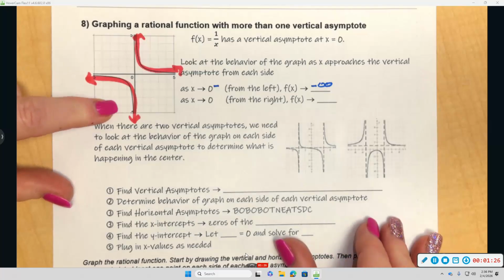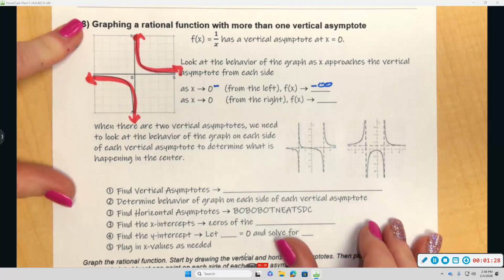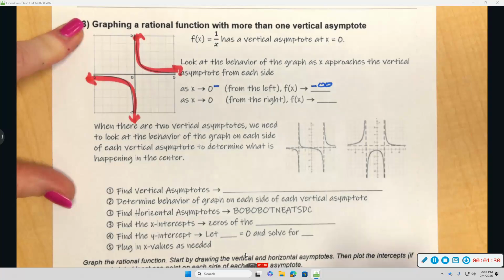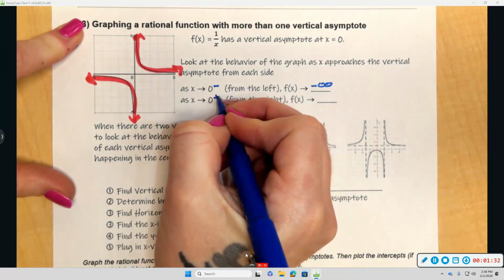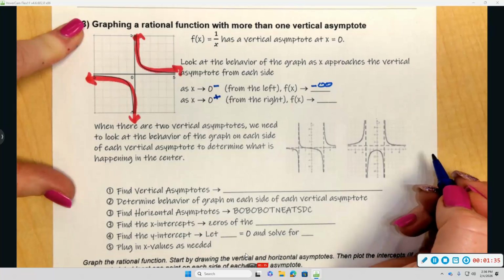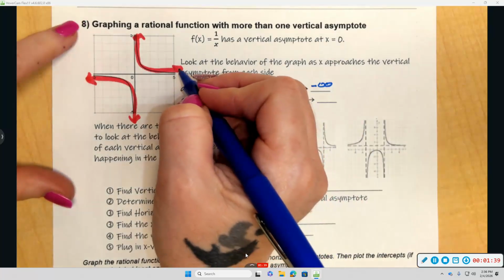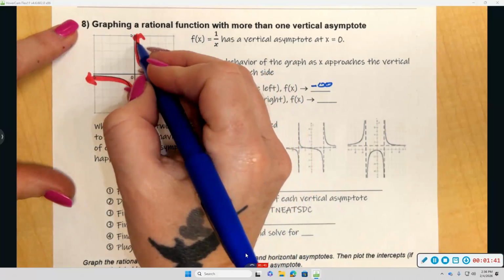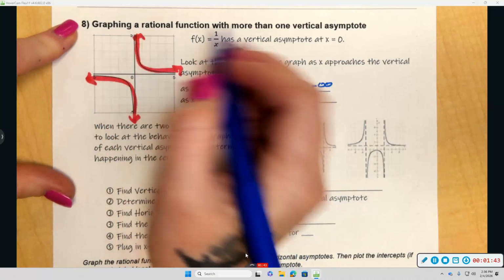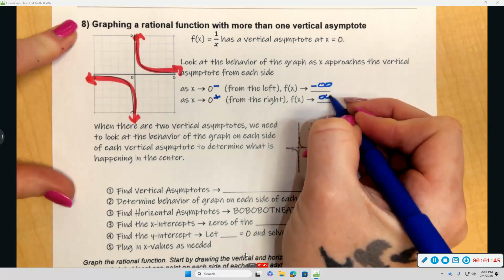What about as we approach 0 from the right? If from the left is a negative, then from the right must be a positive. So as we approach 0 from the right, we're following this. Notice my graph is increasing, so it's approaching infinity.